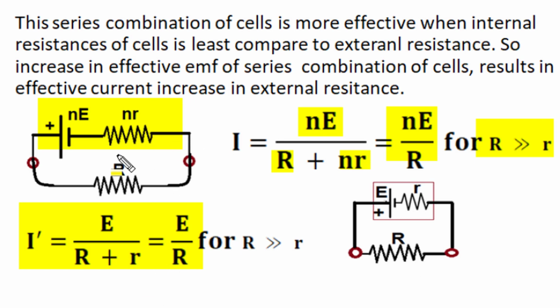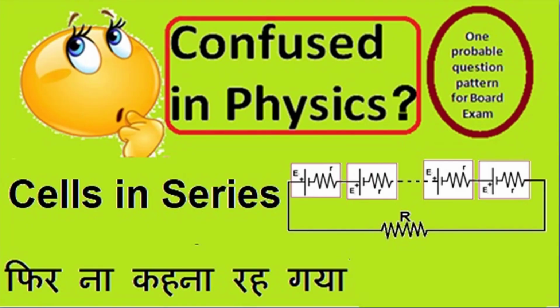So when we have a higher value of external resistance, it is better to place cells in series, and for a smaller value of external resistance, to get higher current in the external circuit, it is advisable to connect cells in parallel, because in parallel connection, though EMF won't increase, internal resistance will decrease, and that will result in a higher value of current in external resistance. So for small external resistance, parallel connection of cells is advisable, and for higher external resistance, series connection of cells is better. We hope this beautiful learning video has removed all your confusion for this topic, combination of cells in series.